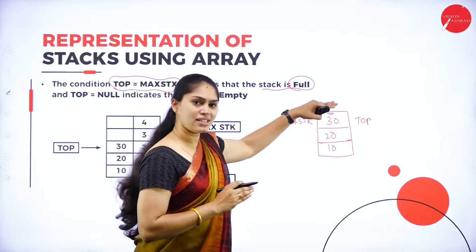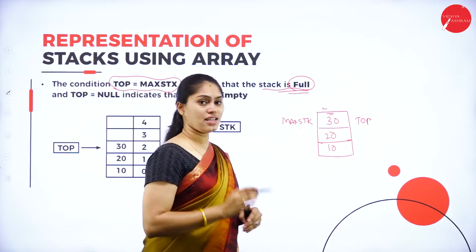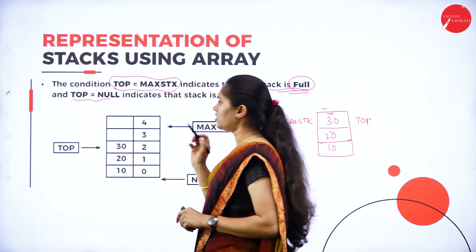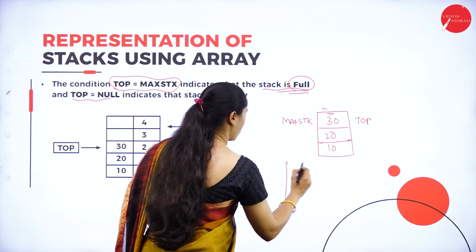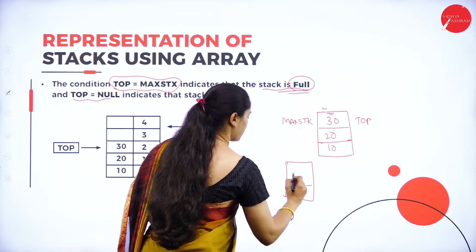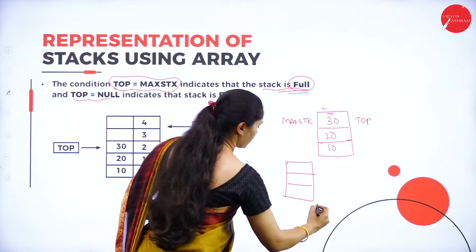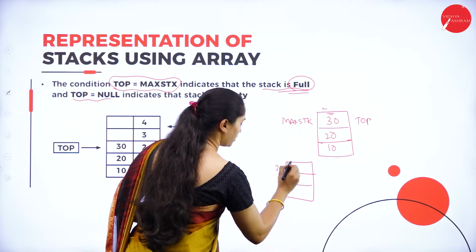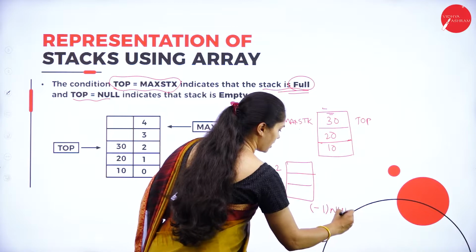Then what will be the condition that we are calling? That is considered as stack is full. Next we have one more thing, top is equal to null. Consider one more example here. Okay, so now top is at null. That means indexing starts with 0, 1, 2. So beyond that, -1 is also considered as null.